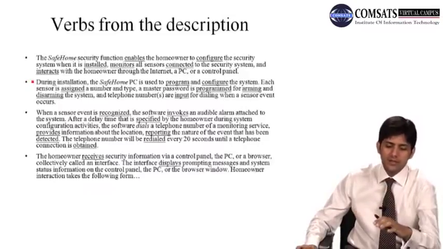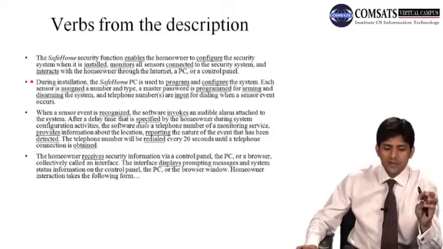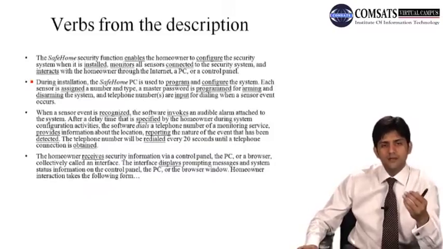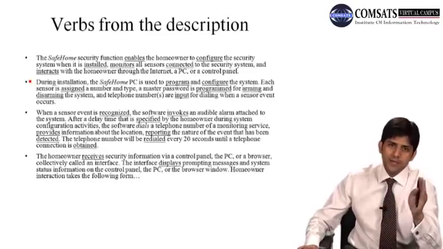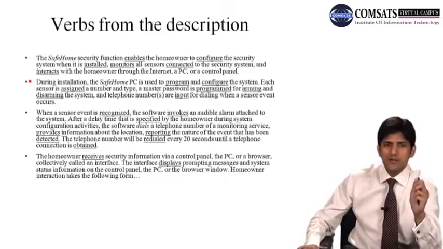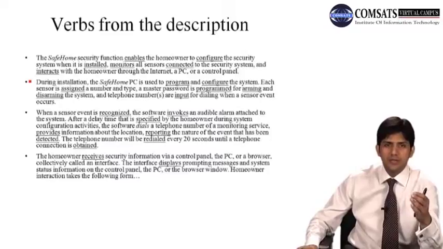So we can see that there are a lot of potential processes that we have identified. Number one is that the SafeHome function enables the homeowner. How does it enable? It basically configures. So we can straight away say that configure can be one process, since it enables the homeowner to actually do something.